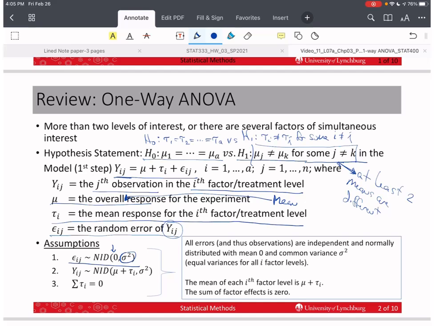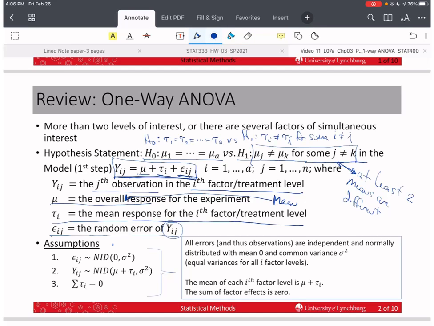And if we take the expected value of Yij, we find that the mean in this model, the way it's written here, is going to be the expectation of mu, which is a constant, so you get back mu, plus the expectation of tau i, which is a constant, you get back tau i, plus the expectation of epsilon ij, and the expectation of epsilon ij is the mean of epsilon ij, which we're saying right here is 0. And recall that the NID notation stands for normally independently distributed.